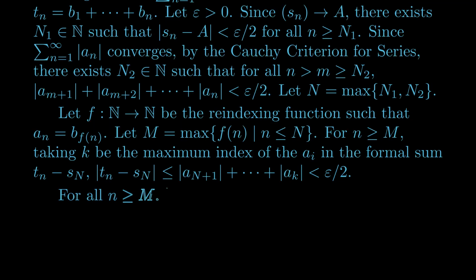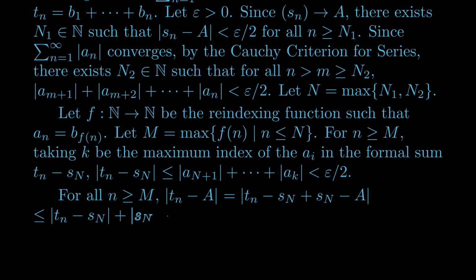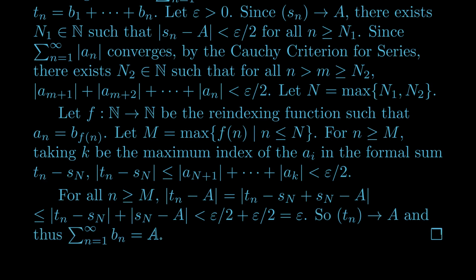For all n greater than or equal to big M, the absolute value of t sub n minus a is equal to the absolute value of t sub n minus s sub big N plus s sub big N minus a, which is less than or equal to, by the triangle inequality, the absolute value of t sub n minus s sub big N plus the absolute value of s sub big N minus a, which is less than epsilon over 2 plus epsilon over 2, which equals epsilon. So the sequence of partial sums t sub n converges to a, and thus the series b sub n converges to a as well. This theorem has nice implications for absolutely convergent series. We can rearrange the terms and not be concerned about the sum changing.